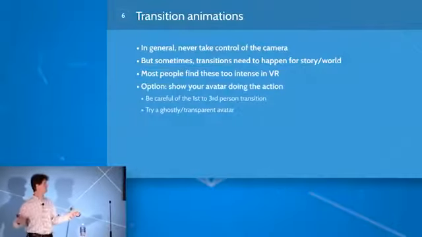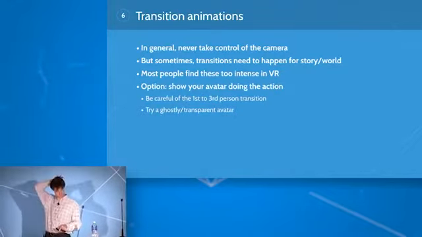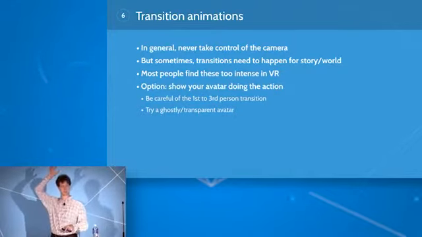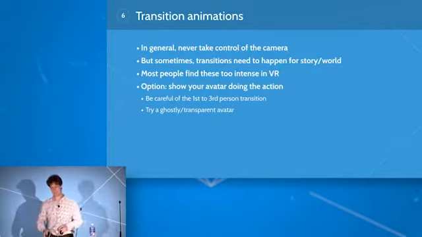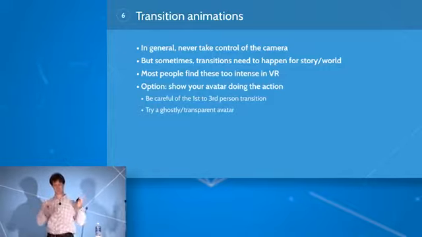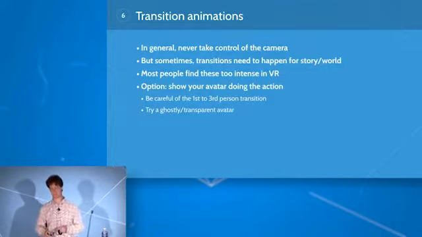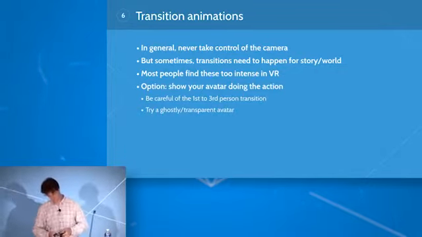And so one option is you show your avatar doing the action, but you bring the camera out. So you just sort of lift it out the back of your head, show the avatar doing the action, and then just pop them back in. The transition's a little bit weird. Maybe you can fade in and out, something like that. Very much depends on your engine and the circumstance.